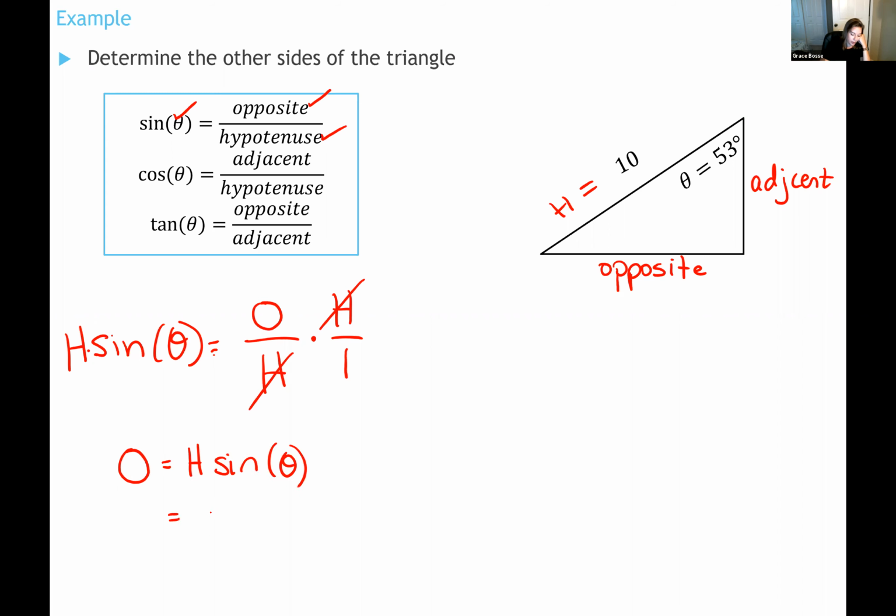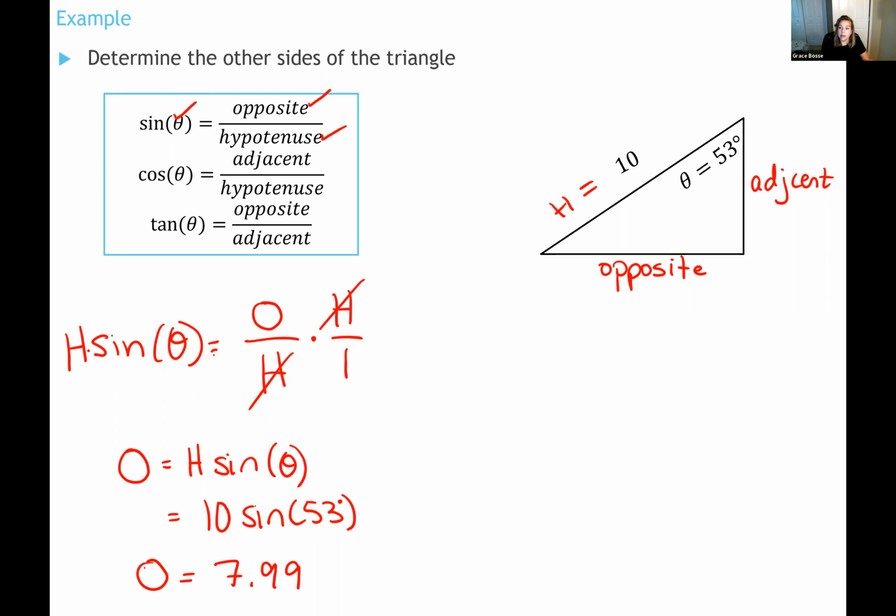So now let's plug in some numbers. 10 times the sine of 53. Notice that my angle here is in units of degrees, and so my calculator should also be in units of degrees. So I'm going to do 10 times the sine of 53, and I get 7.99.